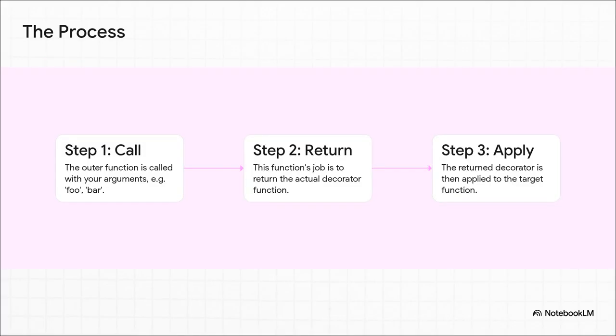Let's trace this out step by step. First, Python calls that outer function with your arguments, foo and bar. Step 2, that function's only job in life is to return the actual decorator function. And then finally, step 3, Python takes the function it just got back and applies it to your function, just like any other simple decorator. See, it's this really clever little sequence.